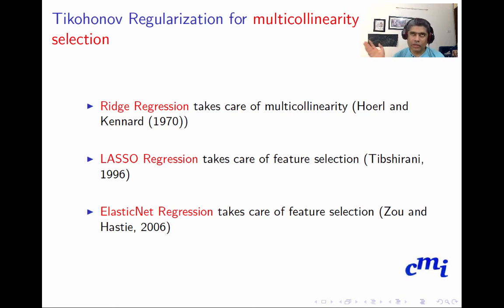But later, in the 90s or 2000, I think, they wrote another paper, sort of a review on this area. At that time, they did recognize Tikhonov's results from 1943. Lasso regression takes care of feature selection. It was done by Tibshirani in 1996, and elastic net regression takes care of both feature selection and multicollinearity. It was done by Zhao and Hastie in 2005. Tibshirani and Hastie are the people who wrote the Elements of Statistical Learning book, which most of my materials are coming from.